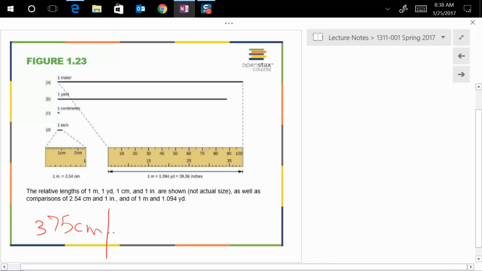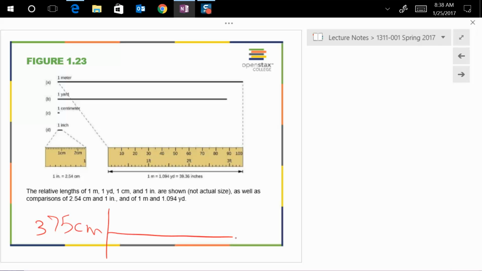Okay, I always start with what I'm given. What is the unit on top that I want to get? Inches, right? What is the unit on the bottom that I want to get rid of?